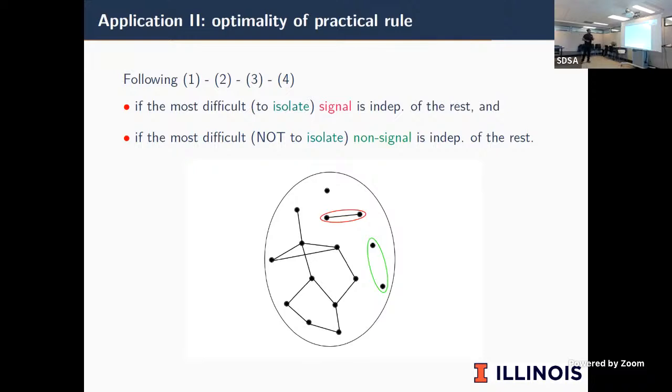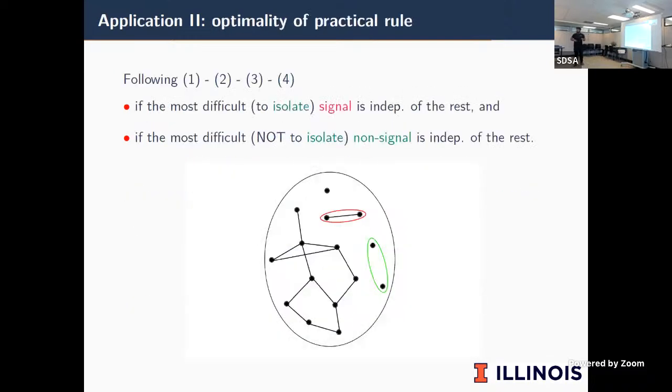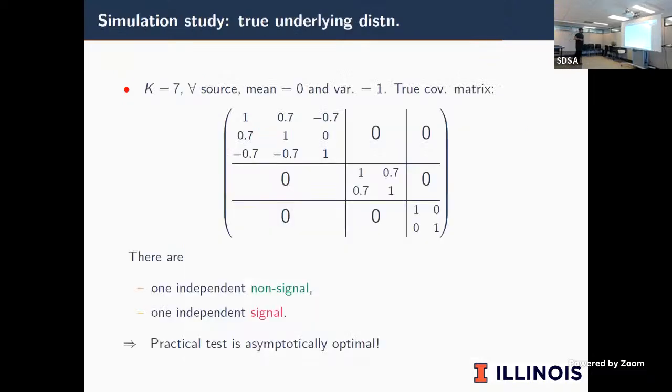And also there is a non-signal, which means there is an independent pair of sources which is also independent of the rest. So under this sparse signal setting, we still have our practical rule to achieve asymptotic optimality. This is the most interesting part of this project: even though you do not have access to all the data, you can still achieve asymptotic optimality under the dependent streams setup.